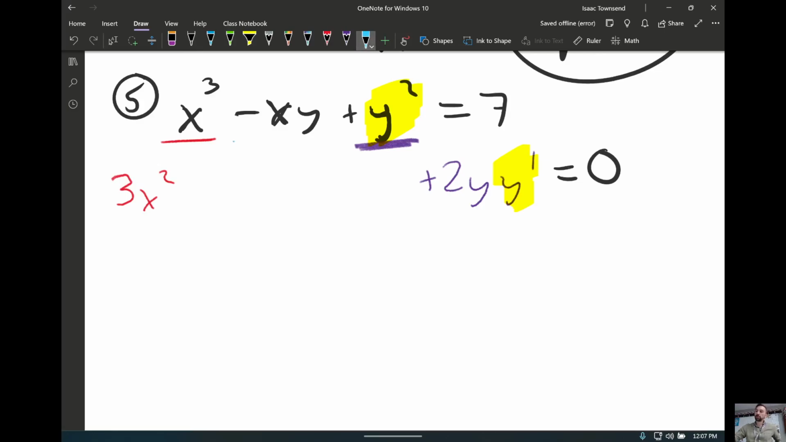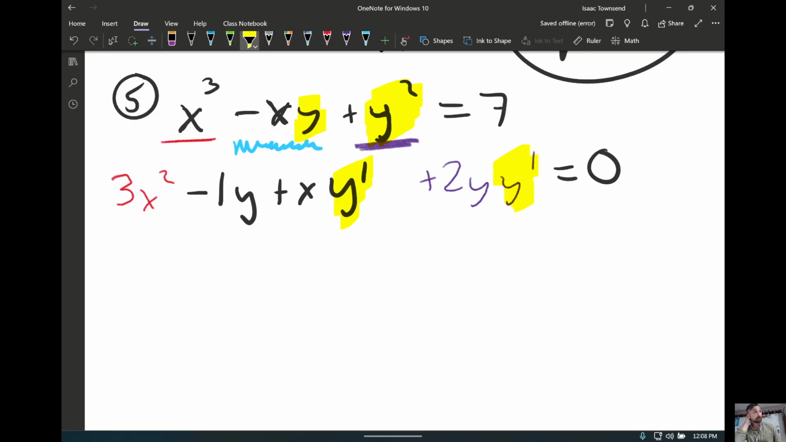And then the part that I'm most concerned about, the part you need to be most careful about, is this middle piece. This is minus, and there's nothing I can do to force these two together. There's no algebra, fraction rules, exponent rules. I can't simplify x times y. The only way I can take the derivative of x times y is with product rule. Take the derivative of x with y left alone plus x left alone times the derivative of y. And since I'm taking the derivative of y again, I need another y prime.